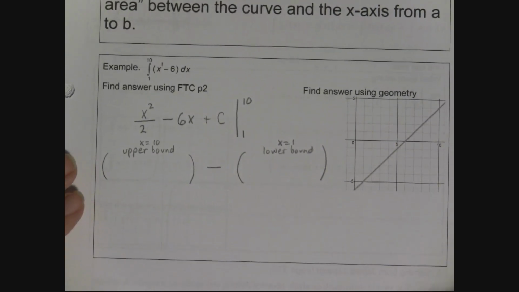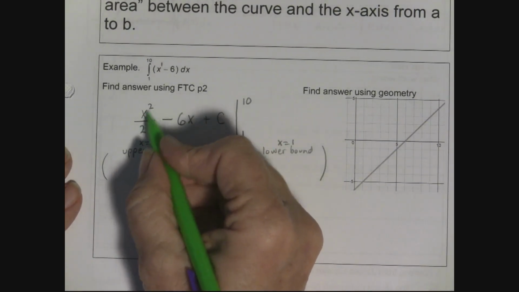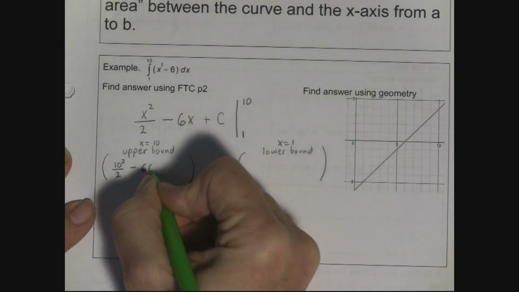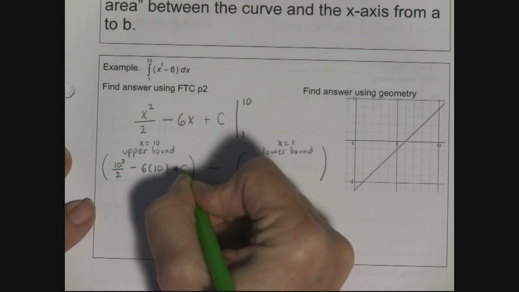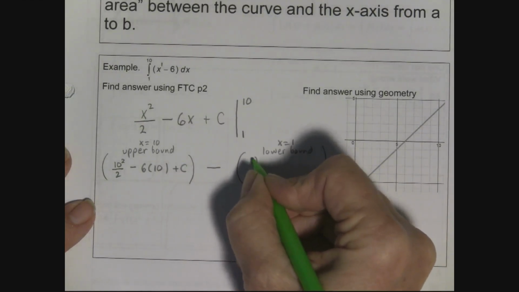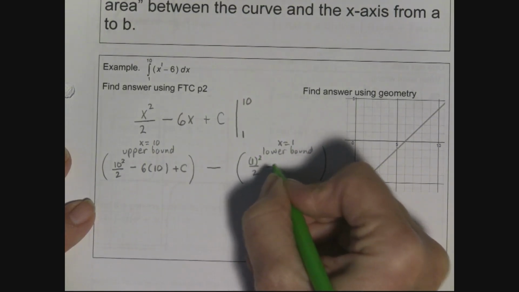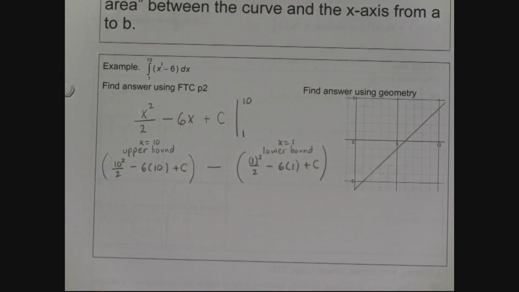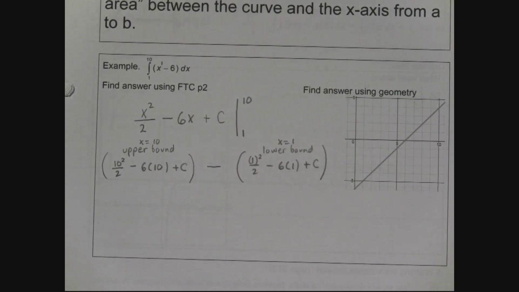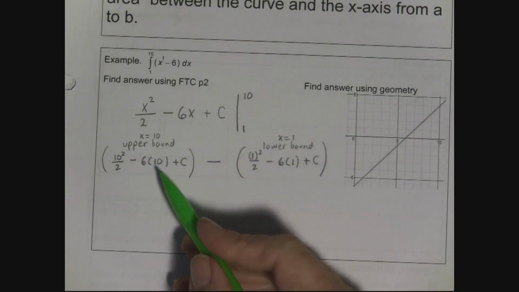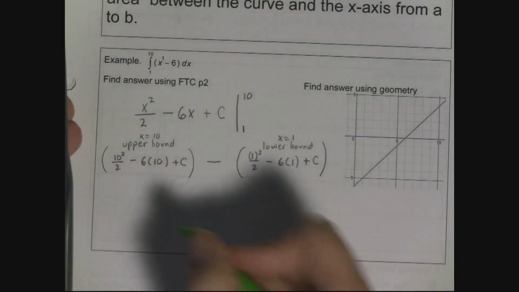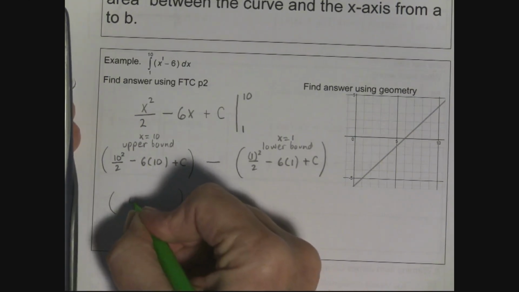Okay. So right here, I'm going to be putting in 10 squared over 2 minus 6 times 10 plus c. And 1 squared over 2 minus 6 times 1 plus c. And I'm going to show you why you don't need the c. And some of you already see why you don't need the c. And when I just do the math here, that's 100 divided by 2, which is 50, minus 60 is 40. And so this right here is 40 plus C.